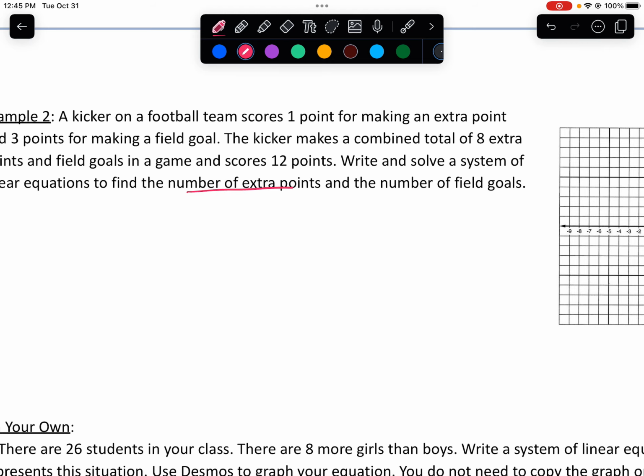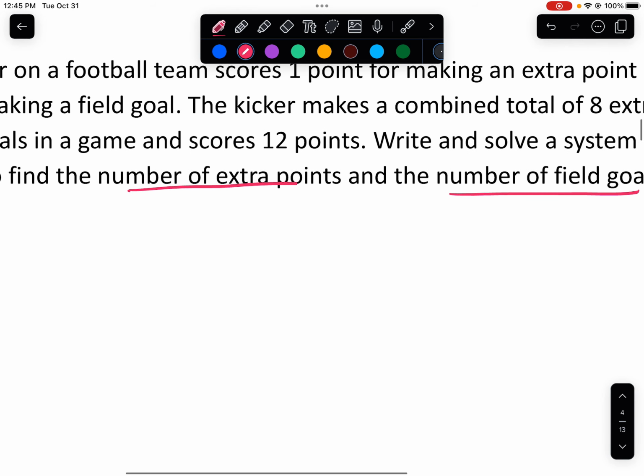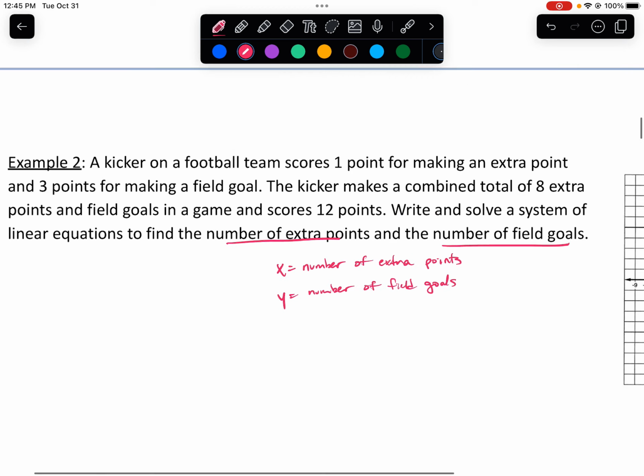I'm looking for what? Number of extra points, number of field goals. So let's say x equals number of extra points and y is equal to number of field goals. So that's what I'm solving for.